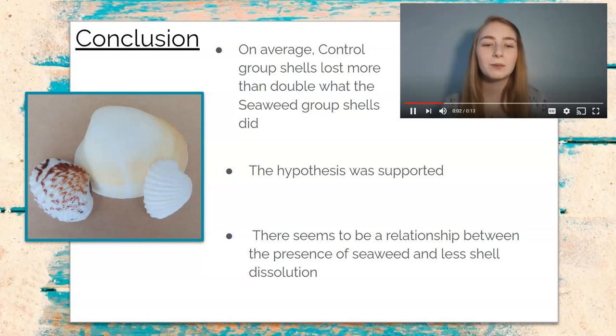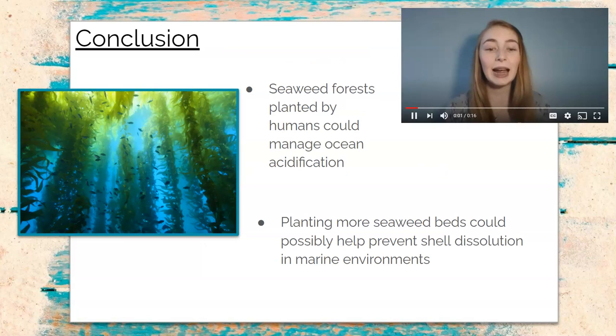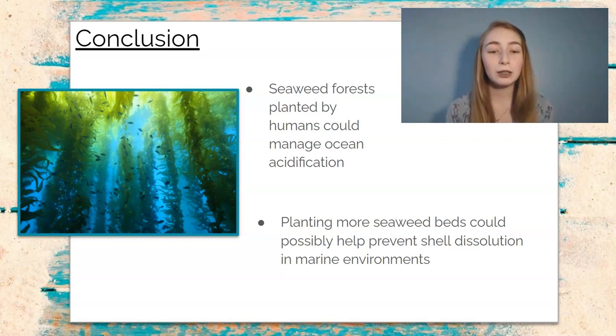Overall, the seaweed groups lost less than half the weight of the control groups. This suggests that there is a correlation between the presence of seaweed and less dissolution. The idea that ocean acidification can be managed by increasing the amount of seaweed in the ocean is promising. If people could plant more seaweed beds in the ocean, then shell dissolution may be prevented.